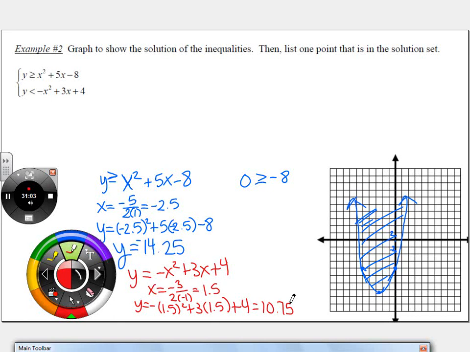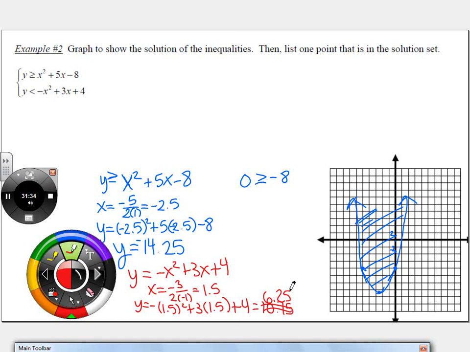Is there anyone that can confirm? No? What did I do wrong? For the 10.75 part? All right. Oh, because I didn't do my negative. Thank you. 6.25? Yeah. Okay. All right, so let's plot that vertex at 1.5, 6.25.